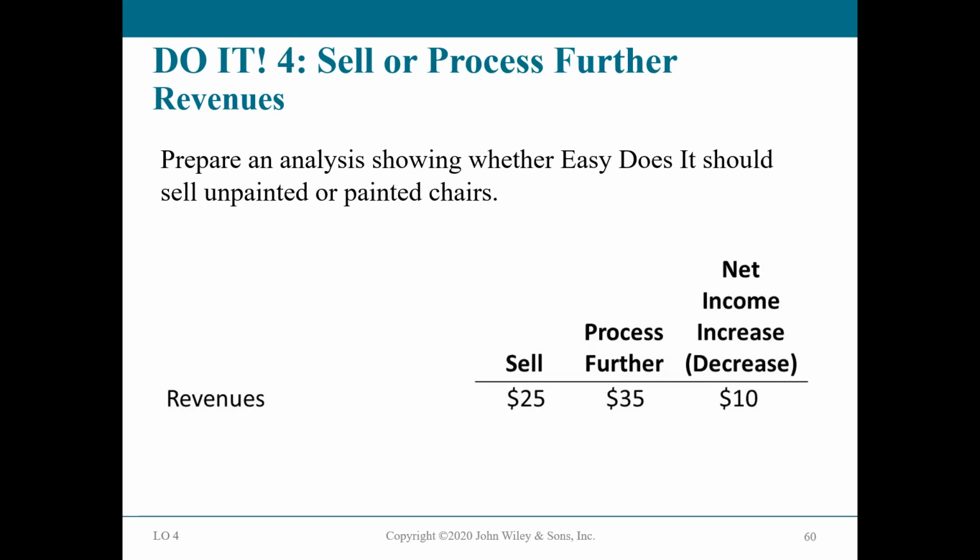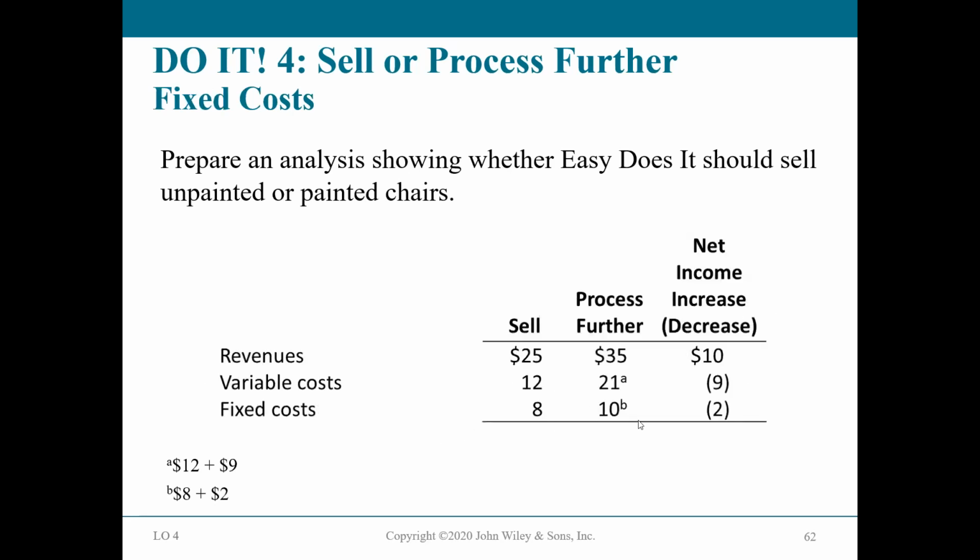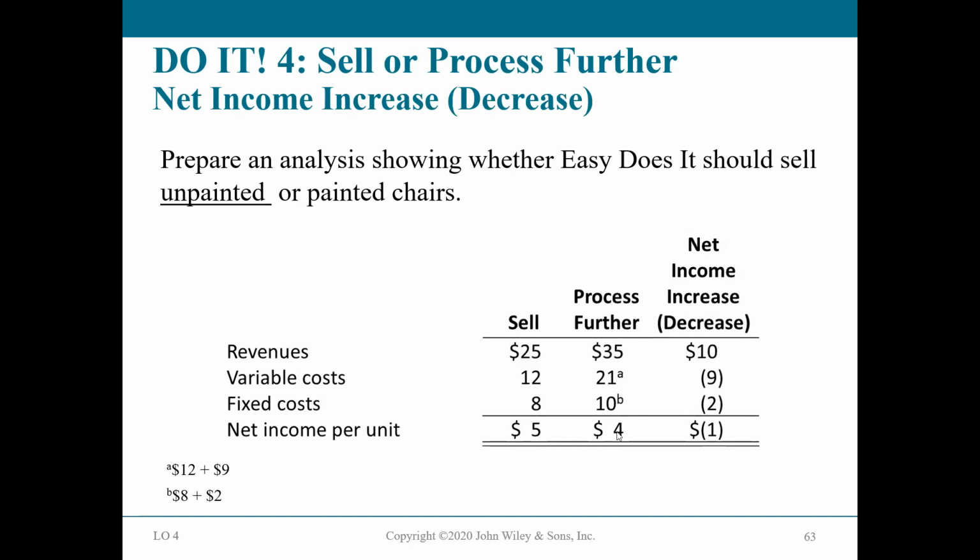Our revenue is under a sell situation. Unpainted would be 25, process further 35. Variable costs increased from 12 to 21. Fixed costs from 8 to 10. So our net income per unit actually drops from 5 to 4. Therefore, we should sell them unpainted.